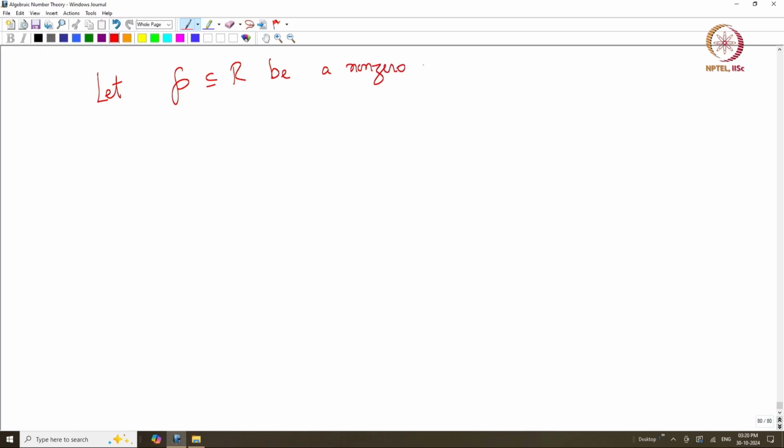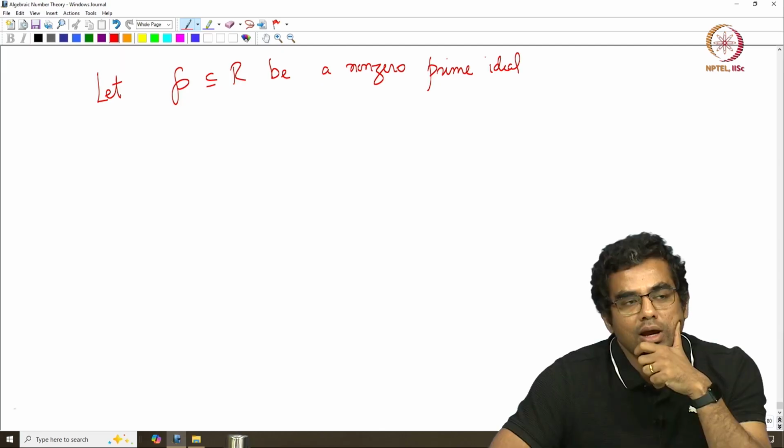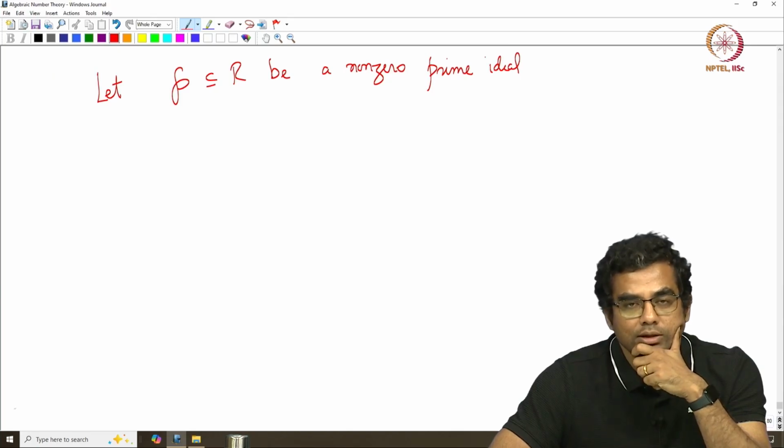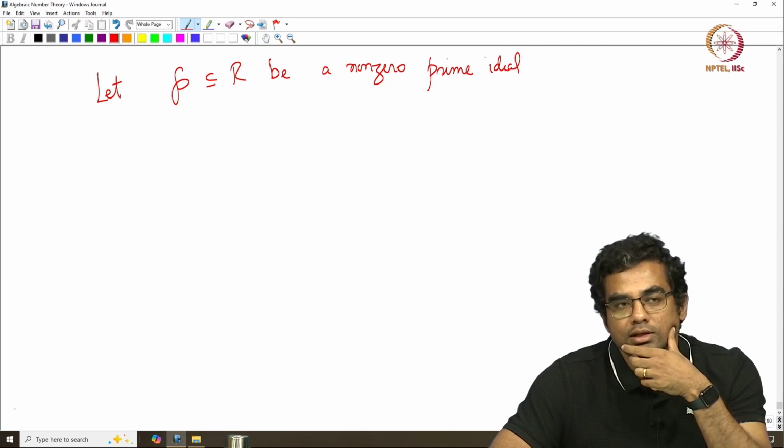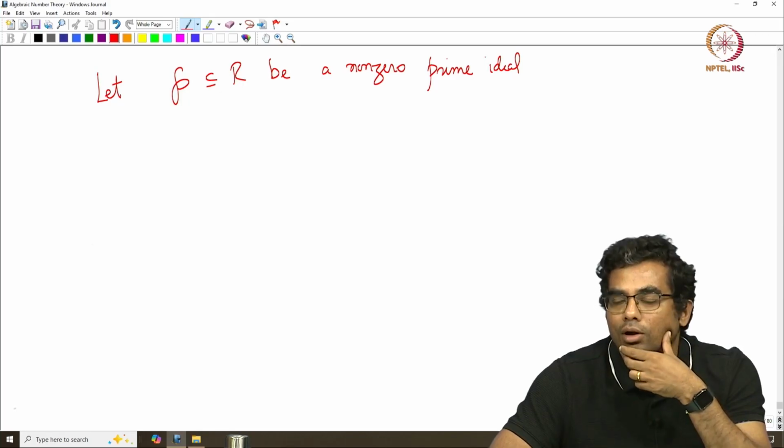Non-zero prime ideal. One way to try to construct the inverse of P would be to take every element in P and take its inverse, and take the R-module generated by those inverses. The problem with that is that you do not know whether it is finitely generated or not.